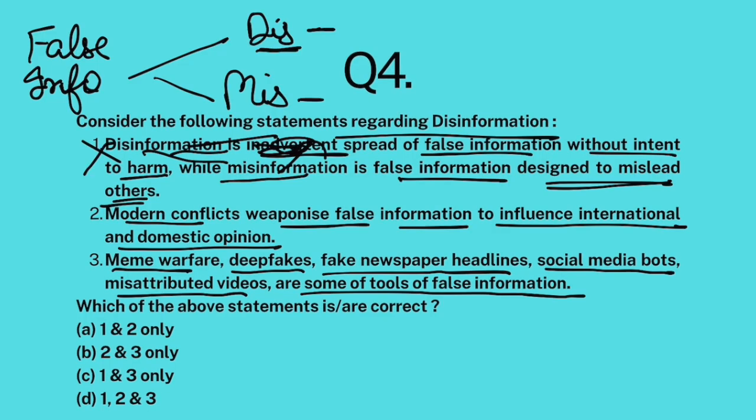It's the opposite actually. Now, modern conflicts are full of disinformation. In fact, the India-Pakistan war was not only fought on the LOC and international border, it was also fought in cyberspace. Pakistan's propaganda machine, helped by China, really made lives difficult on the internet for people. In fact, Pakistan was successful in making the environment foggy. They were able to convince their own people that they had won the war. So modern conflicts weaponize false information to influence international and domestic opinion.